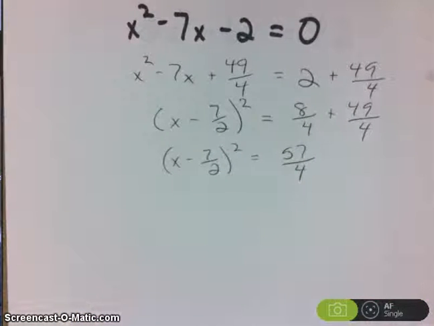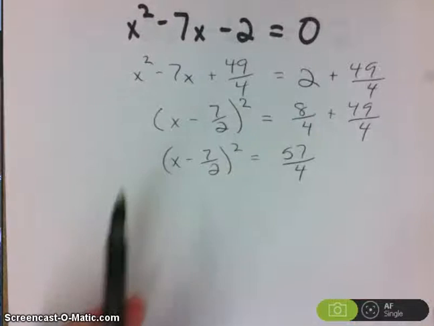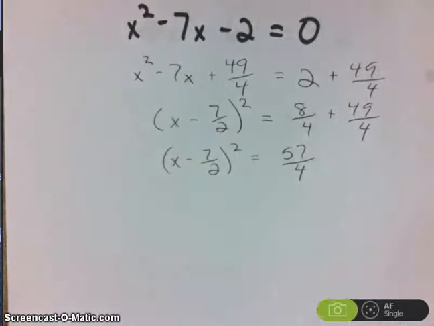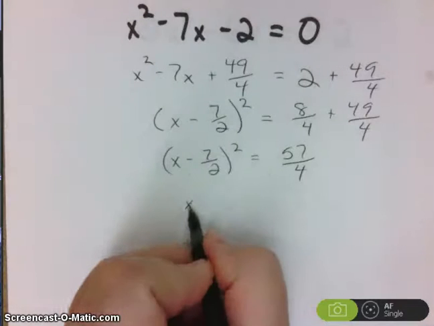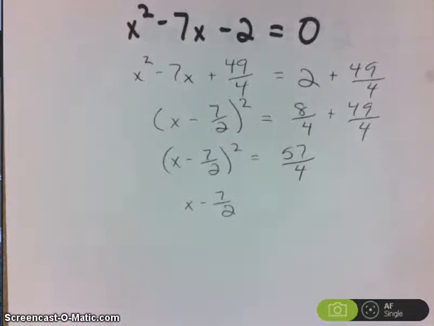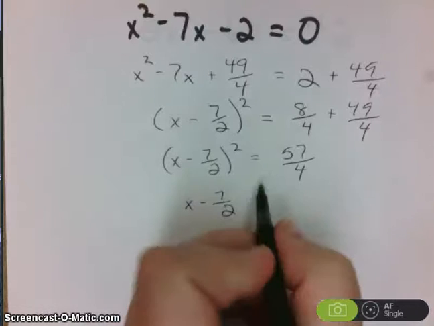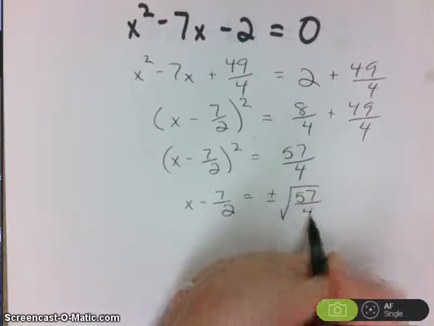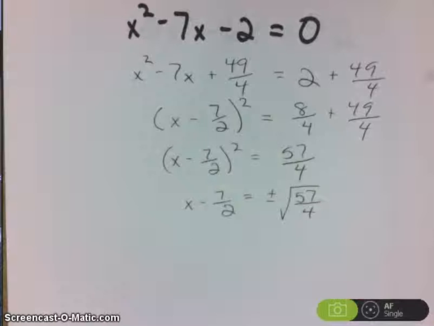Beautiful. And now, just like last time, we have this perfect square. We can take the square root of it, and that means that we'll have to do the same thing on the other side. So taking the square root, we get x minus 7 halves is equal to plus or minus the square root of 57 over 4. Excellent.